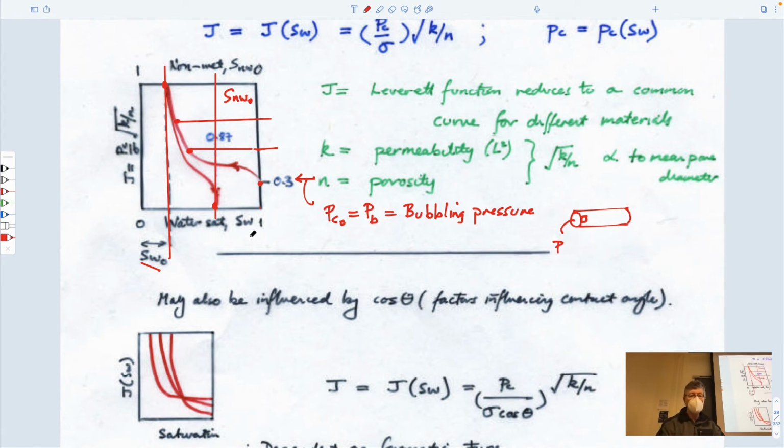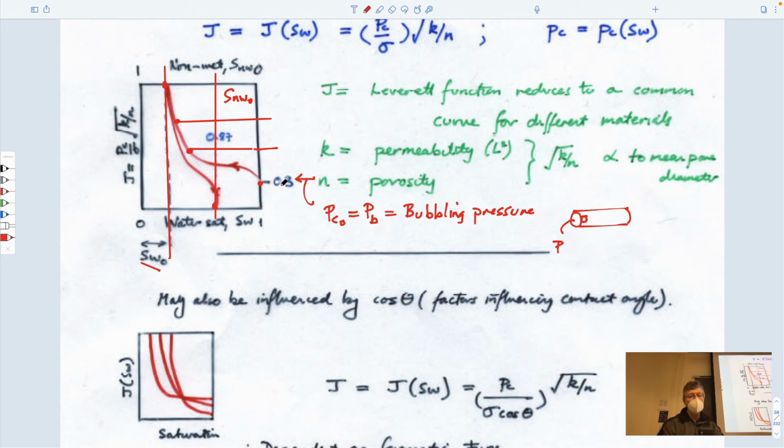So the important features on this: bubbling pressure or entry pressure, capillary entry pressure, drainage curve, imbibition curve, irreducible saturation of water, and irreducible saturation of the non-wetting fluid. Those are the features of it that we might want to use.